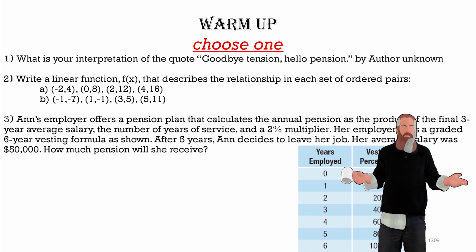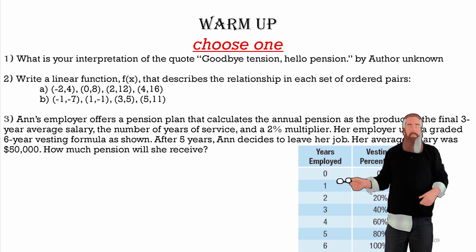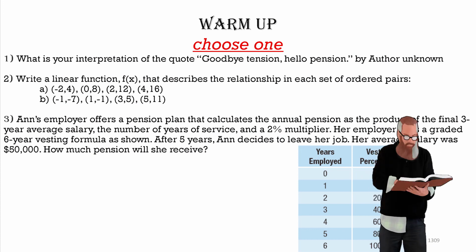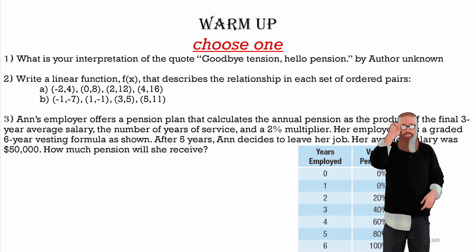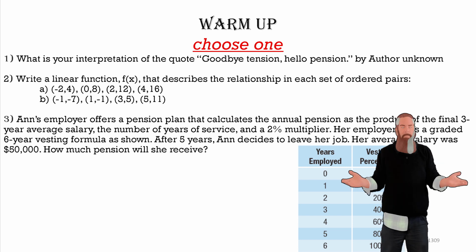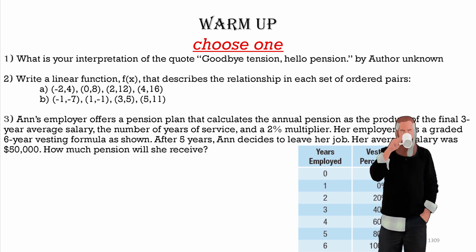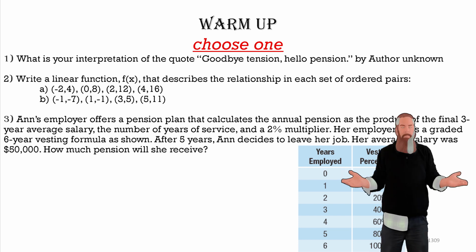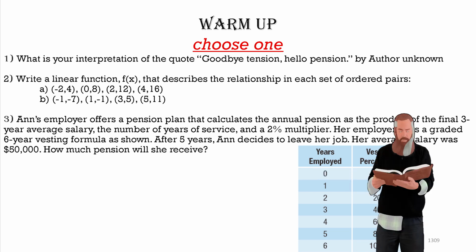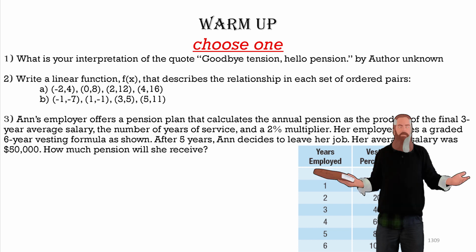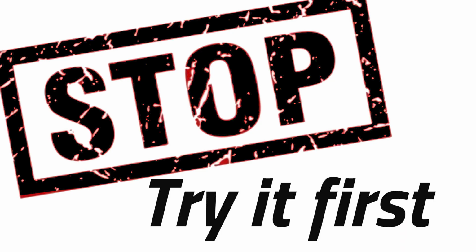Now let's take a look at a problem that you will definitely be able to do by the end of this lesson, and that is: Anna's employer offers a pension plan that calculates the annual pension as a product of the final 3 years' average salary, the number of years of service, and a 2% multiplier. Her employer uses a graded 6-year vesting formula as shown. After 5 years, Anna decides to leave her job. Her average salary was $50,000. How much pension will she receive?